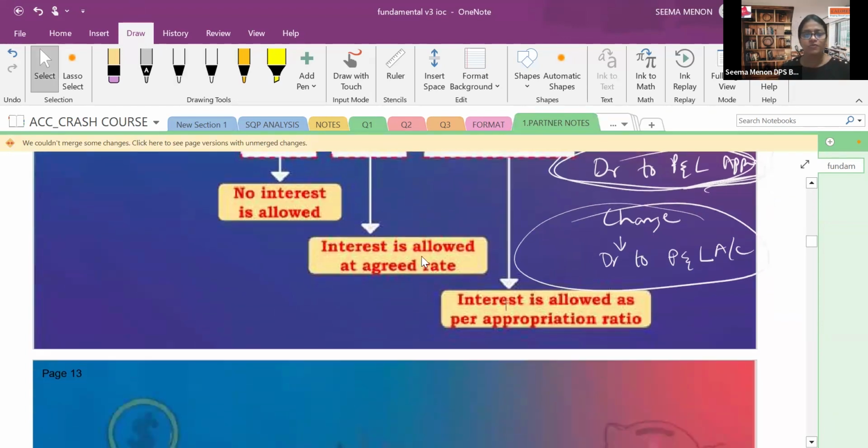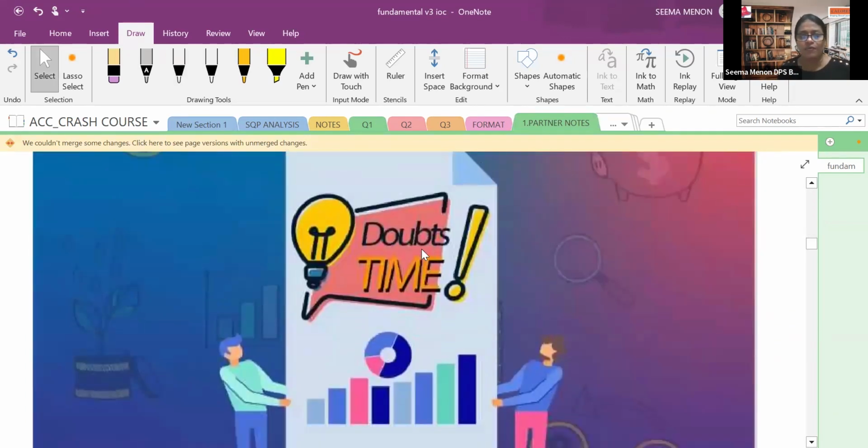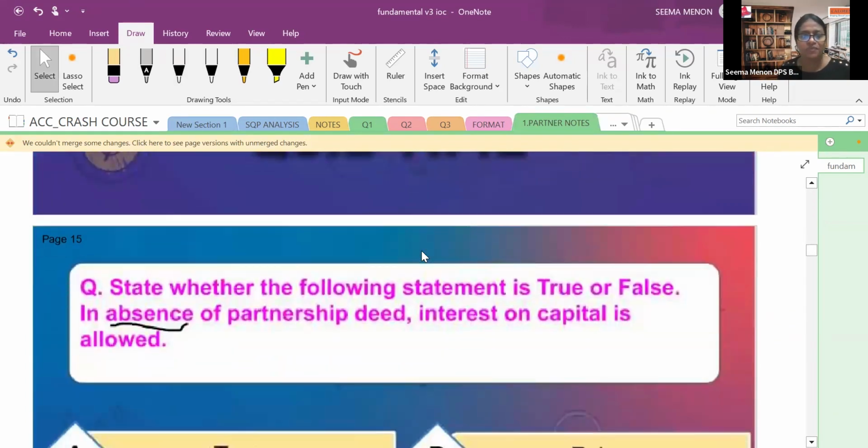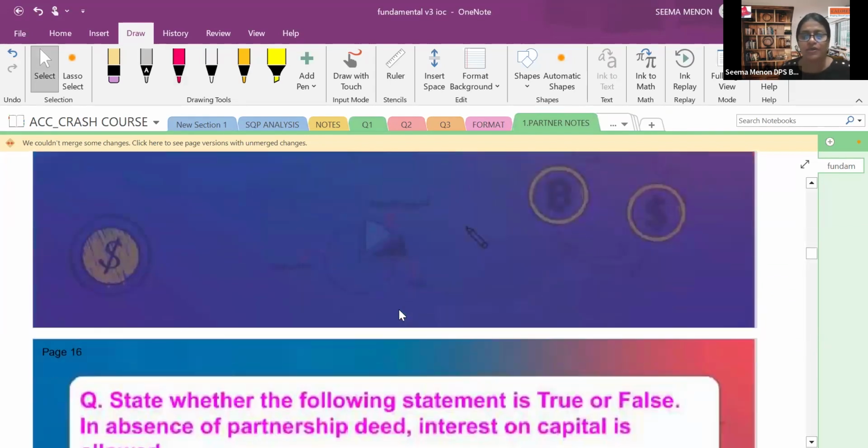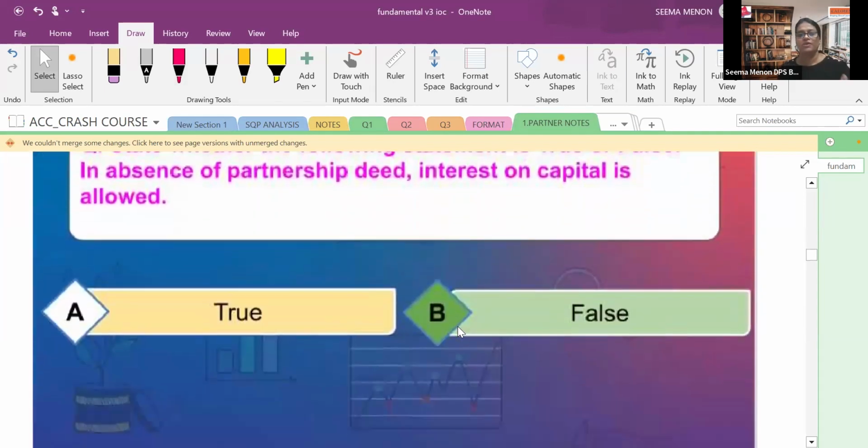Okay, let's proceed. There are a few questions. See that. State whether the following statement is true or false. In the absence of deed, let me change the ink. In the absence of deed, interest on capital is allowed. What should be the answer? True or false? You can answer on your own and cross-check. We all know that the answer is false.